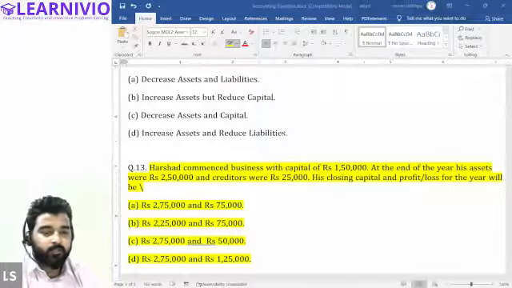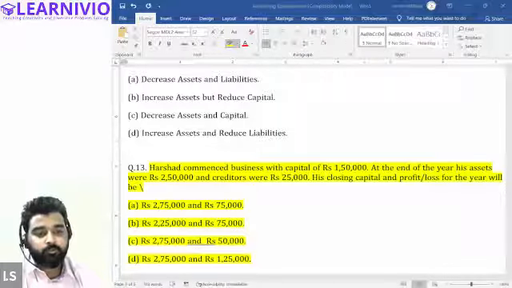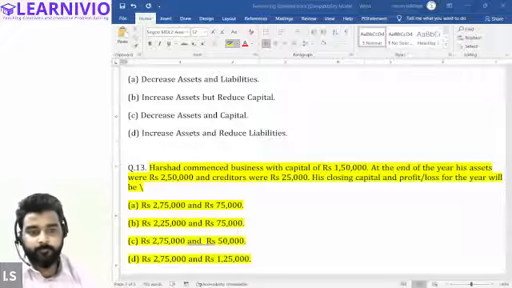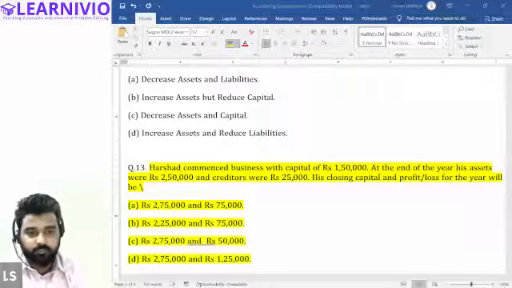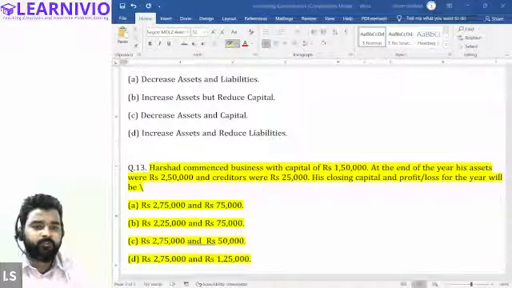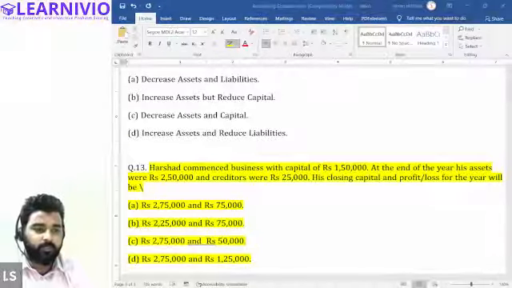Okay, so I was asking about question number 13. In this question, we need to find out the closing capital and the profit. I guess you must have calculated till this point. First of all, tell me, Peer will answer. Closing capital in this question and the profit or loss in this question. Sir, 2,25,000. That will be the remaining capital, the closing capital. And the profit and loss? The profit will be 75,000.